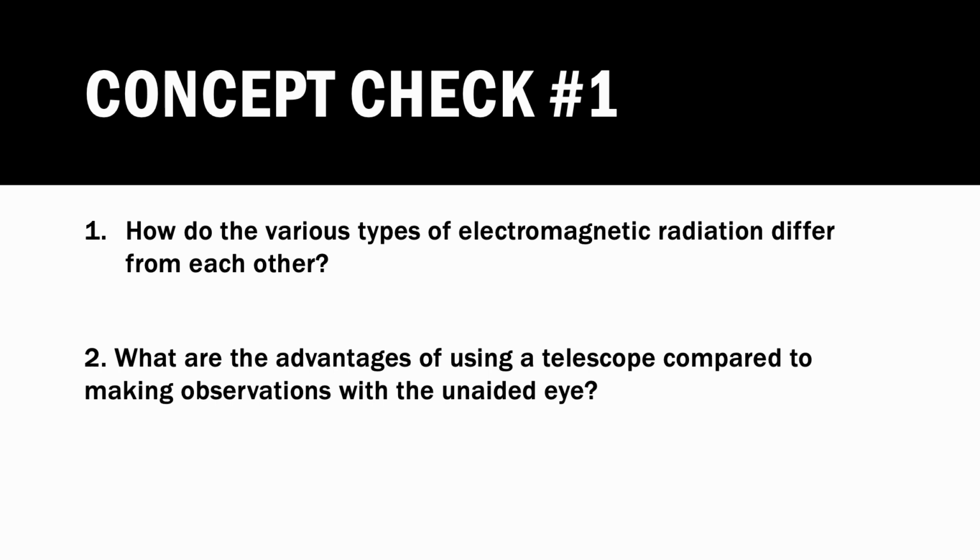Concept check number 1. How do the various types of electromagnetic radiation differ from each other? Question 2. What are the advantages of using a telescope compared to making observations with the unaided eye? This would be a great time to pause the video, answer the questions to the best of your ability, and then resume play.